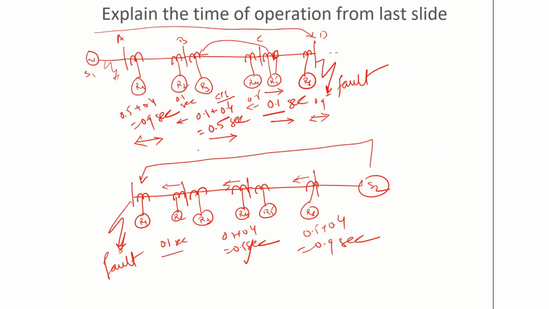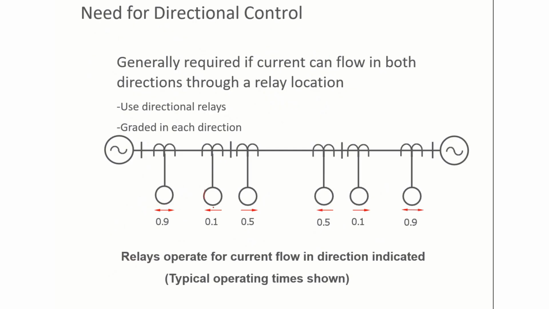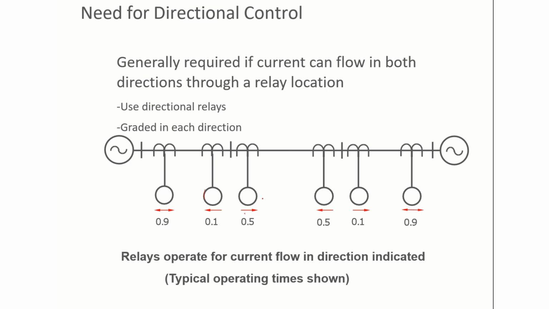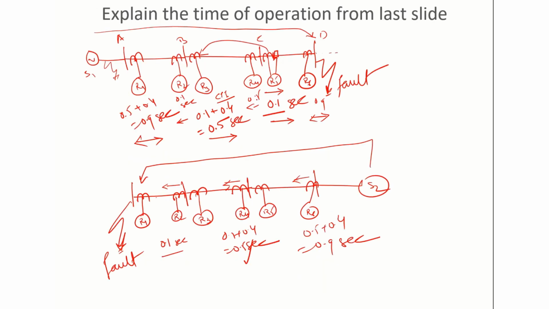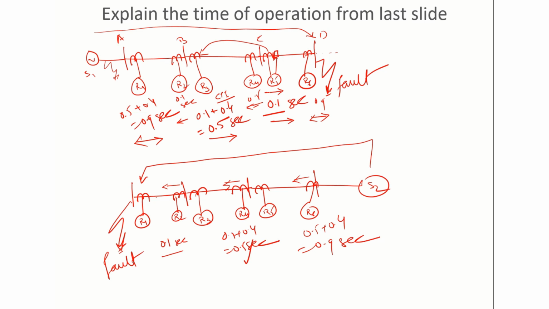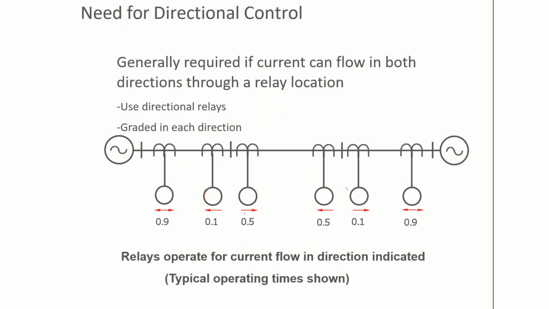Then your second relay, the current direction is from right to left. Third relay, the current direction is from left to right with time of operation 0.5. So left to right, time of operation 0.5. The next relay, time of operation 0.5, current direction from right to left. The next relay, 0.1, current direction is from left to right. So in this way, we have coordinated these directional overcurrent relays, with each relay having a set current direction for operation and a set time delay.